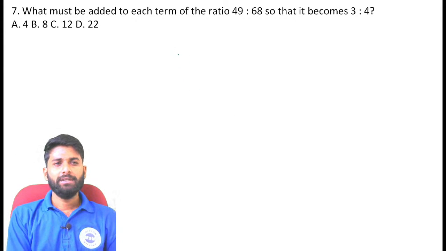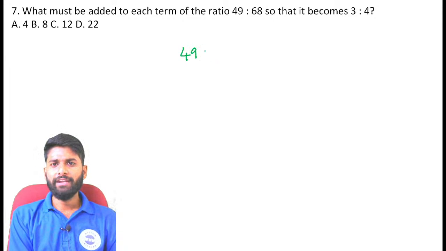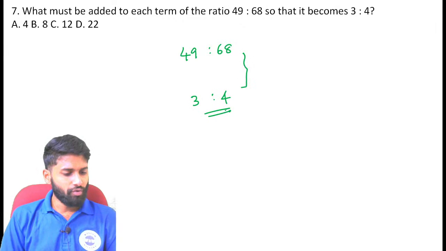Next one. See, what must be added to each term of the ratio 49 is to 68? So what must we add? The ratio becomes 3 is to 4. So what is the number we are adding to get the ratio of 3 is to 4?